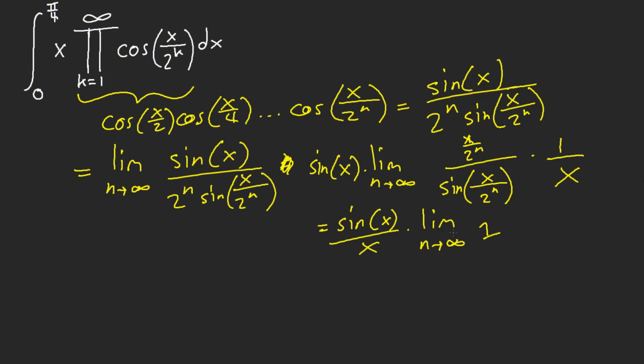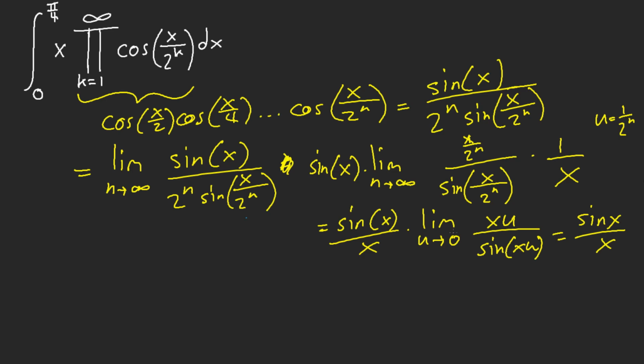And I know some of you guys are thinking, wait, that does not look right. Well, if I do a u substitution, right, let u equal 1 over 2^n, then as n approaches infinity, what do you get? u now approaches 0. And so now what you have is sine of xu over xu. Does that look familiar? You should know this limit. This is equal to 1. This whole thing is now sine of x over x.